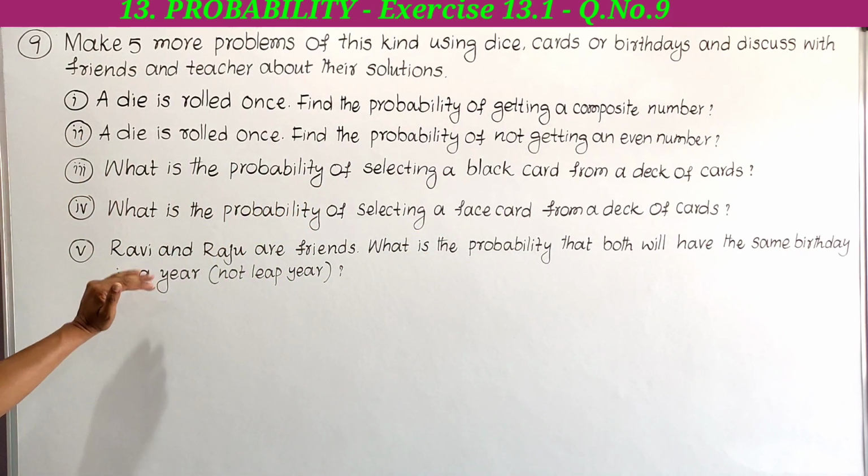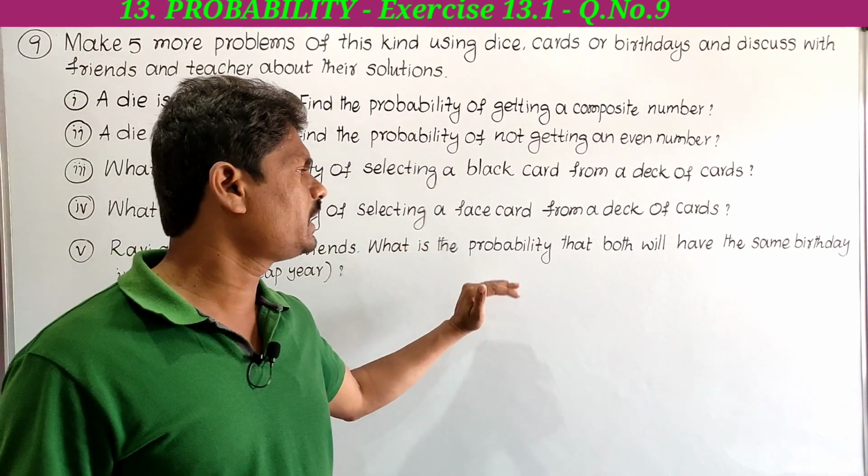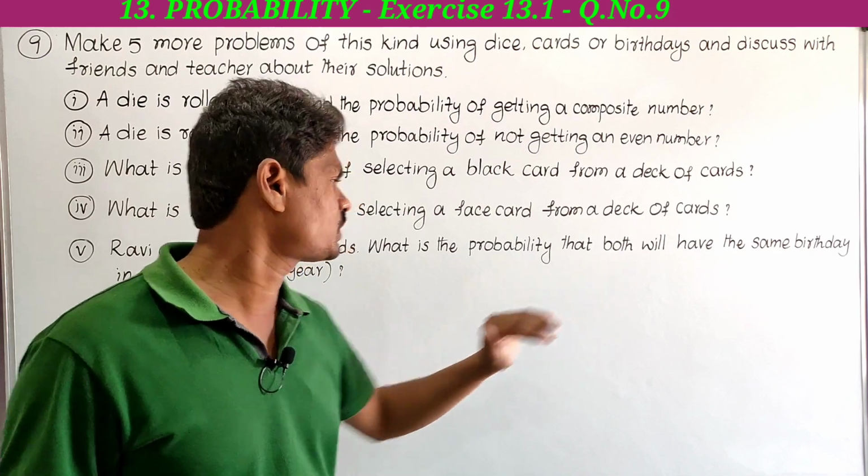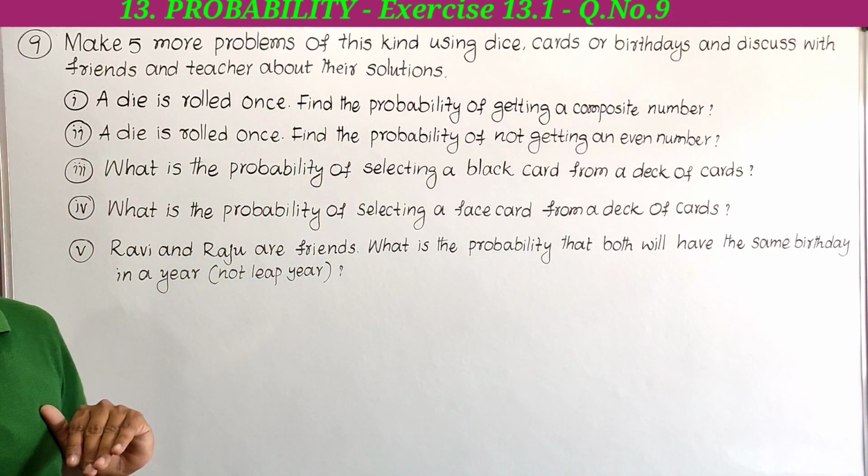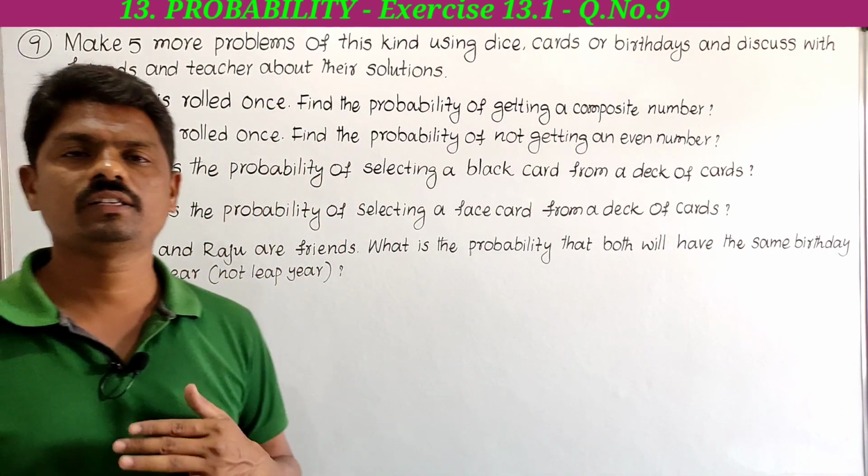Fifth one, Ravi and Raju are friends. What is the probability that both will have the same birthday in a year? It is not a leap year, he has given.